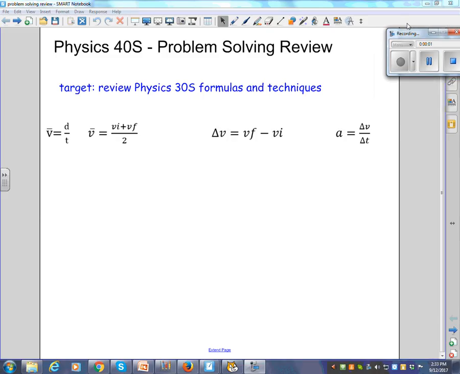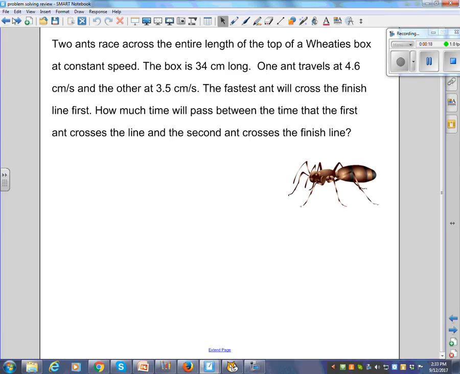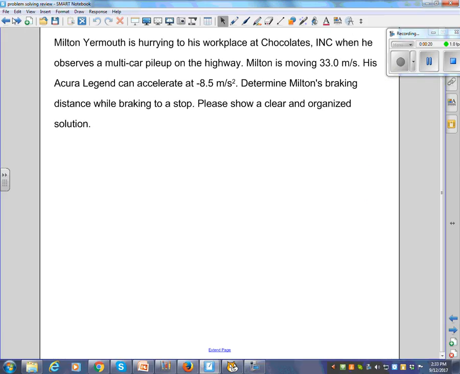Before we begin, just a reminder, those are the formulas that you're using from grade 11. Okay, so we have v bar equals d over t, v bar equals (vi plus vf) over 2, delta v equals vf minus vi, and a equals delta v over delta t. And yesterday we went through Miles to Go, two ants, and our friend Melt in Your Mouth.